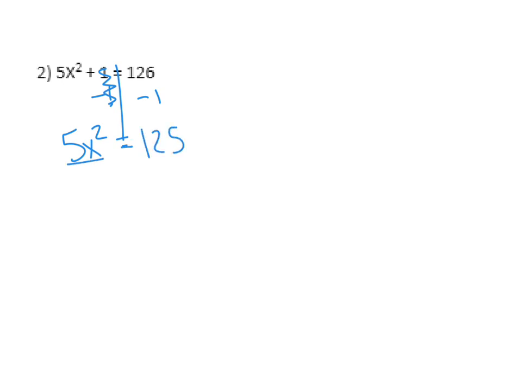Trying to get the x squared by itself, so we're going to divide by 5. The 5's cancel, so x squared. 125 divided by 5 is 25.